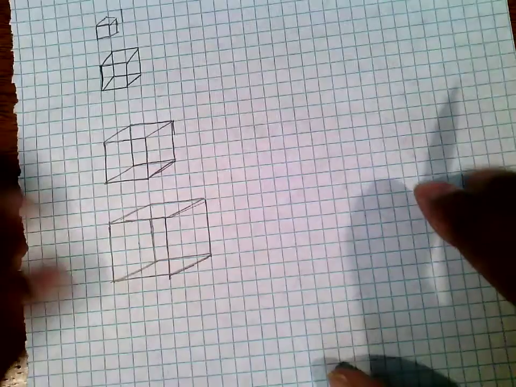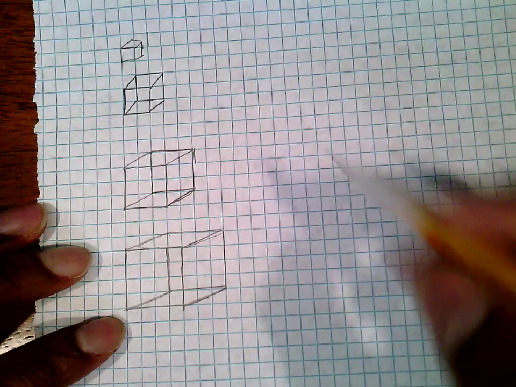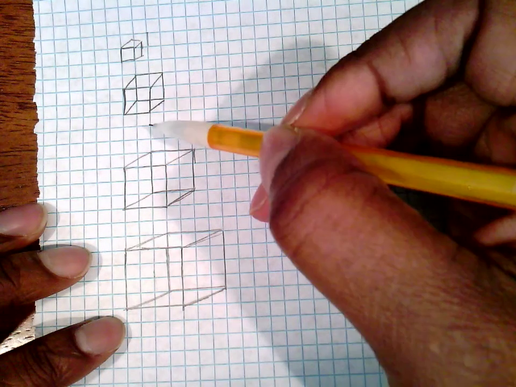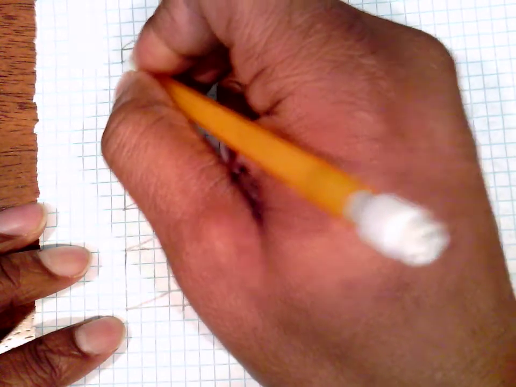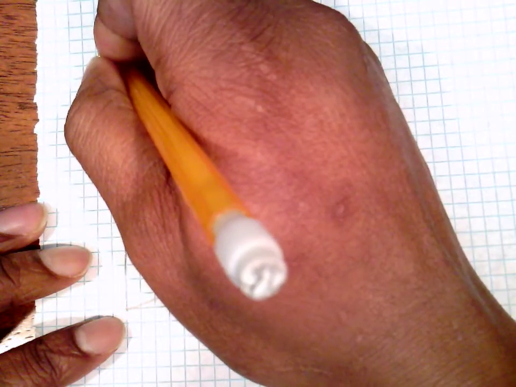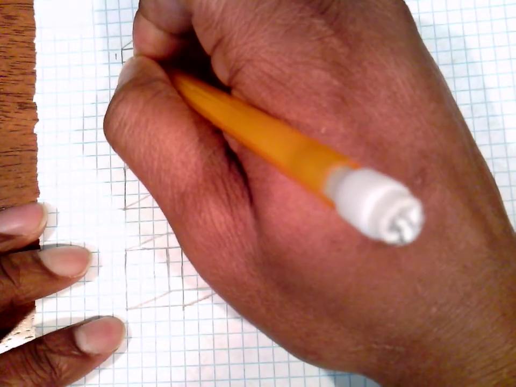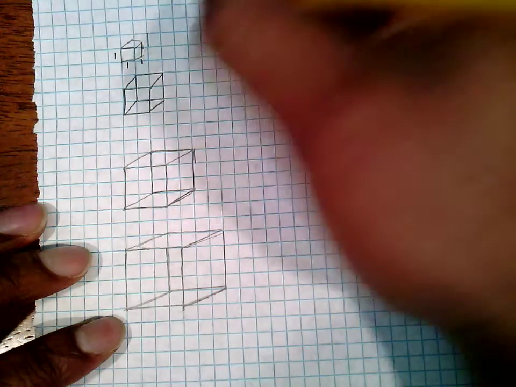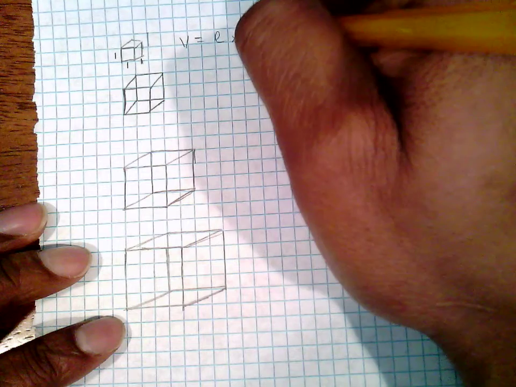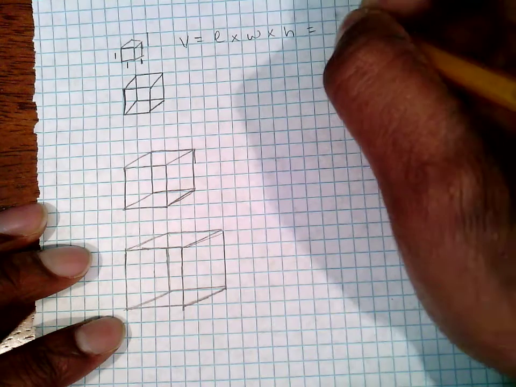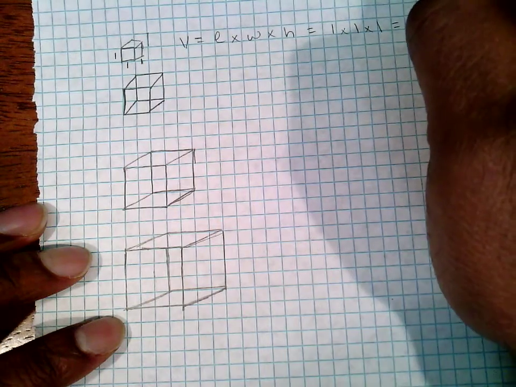So now, let's take a look at a few cubes here. Looking at our first cube, if you see the first face, it looks as if we have a height of 1, a length of 1, and a width of 1. So we find the volume by length times width times height. So this would be 1 times 1 times 1, which is 1.